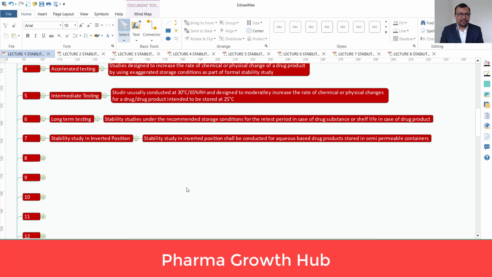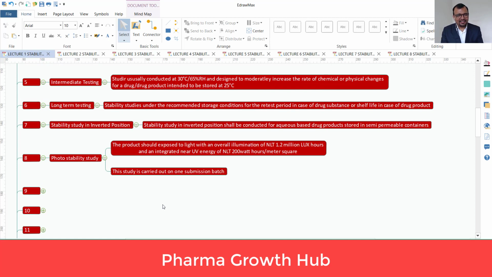Okay, so the next point is photostability study. And how to conduct the photostability study? The product should be exposed to light with an overall illumination of not less than 1.2 million lux hours and an integrated near UV energy of not less than 200 watt hours per meter square. And generally the photostability chambers are used to conduct a photostability study.